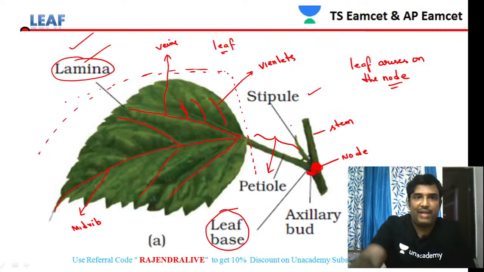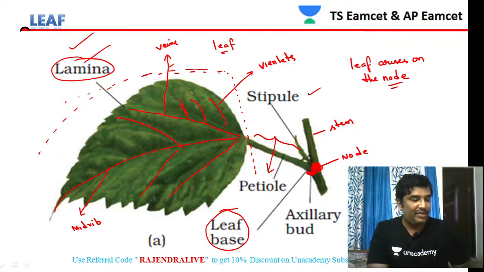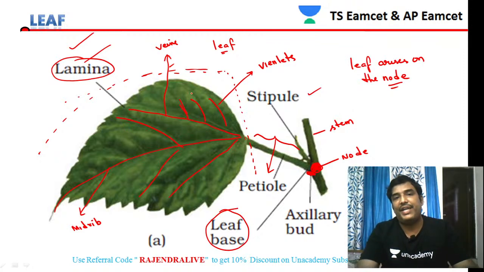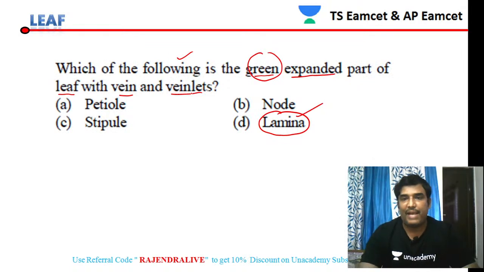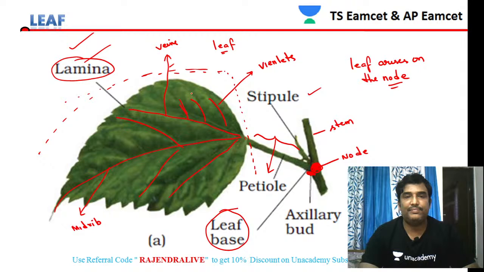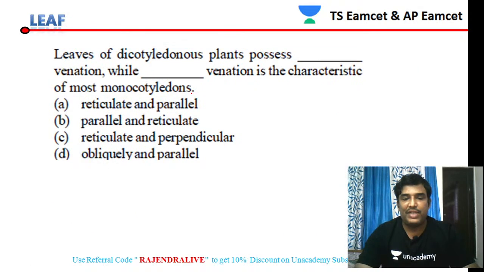On that leaf lamina you have veins. You have the midrib, and from the midrib veins arise. From veins you also get the veinlets. Based on that, our answer is leaf lamina. So option D is our answer in this case. Let us move to the next question.